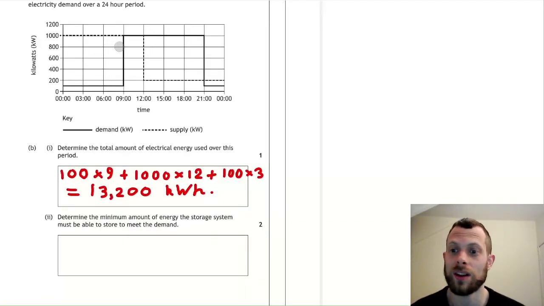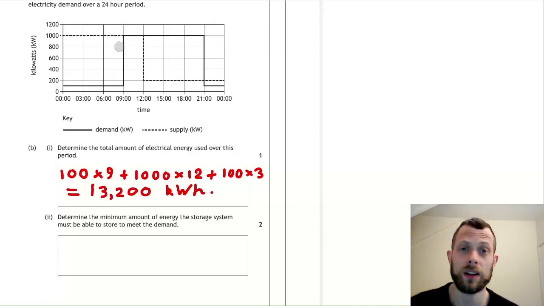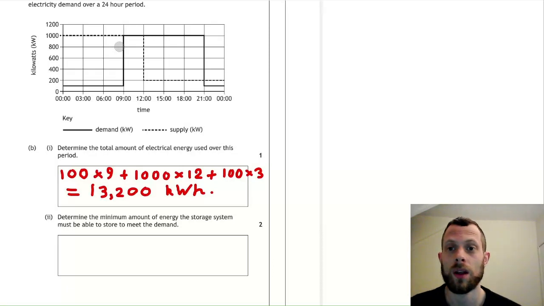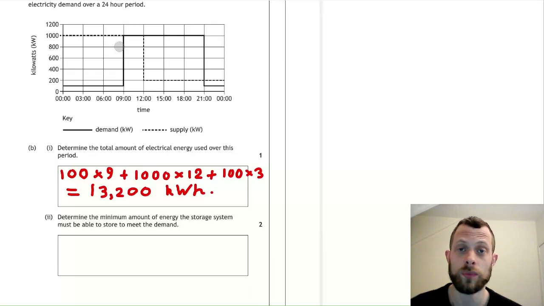In part 2, it's asking to find the minimum amount of energy that the system needs to store in order to meet the demand. The demand is when the demand is exceeding the supply. So one way to do this would be to find the energy used between the hours of 1200 hours and 2100 hours. Also find the energy supplied during that time period, and then find the difference of the two, and that's how much short they are of energy during that period, which would need to be saved in advance.